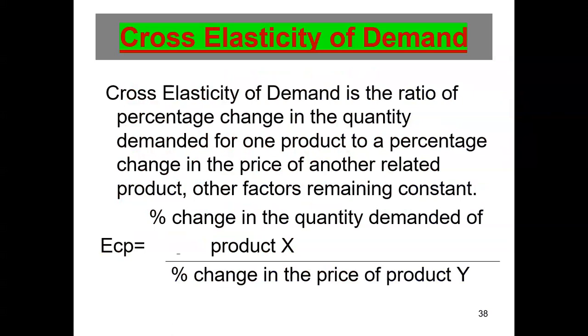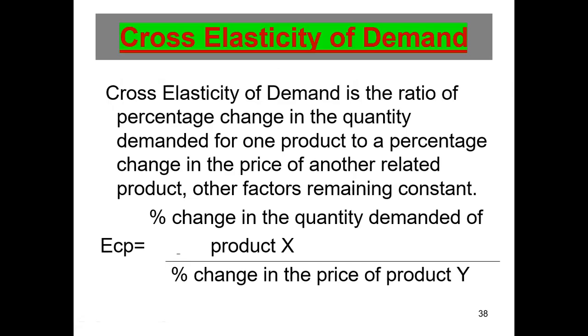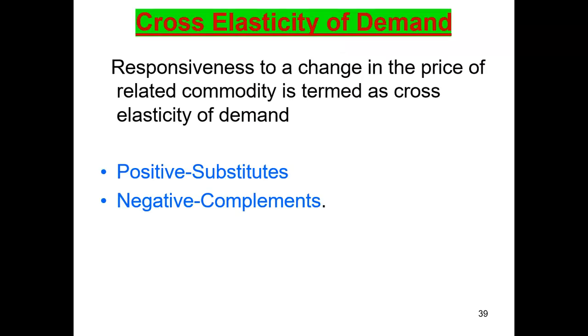Then, one more type of elasticity of demand is cross elasticity of demand. Here it is the percentage change in the quantity demanded of X divided by the percentage change in the price of product Y. Here, there are different products, product X and product Y. Normally these are different. What will happen? It is going to be positive for substitutes or negative for complements. Like that, the cross elasticity of demand will be there.